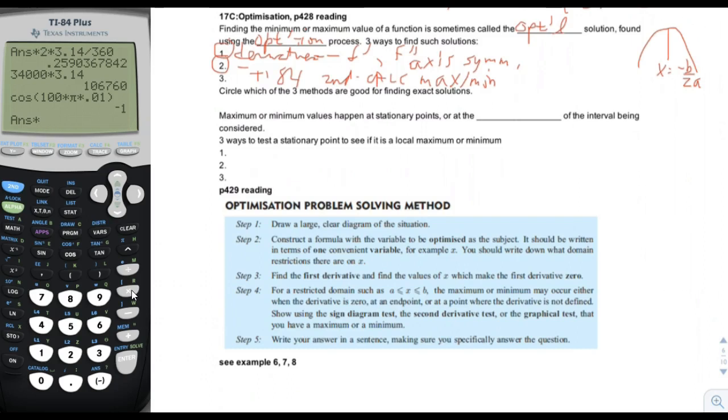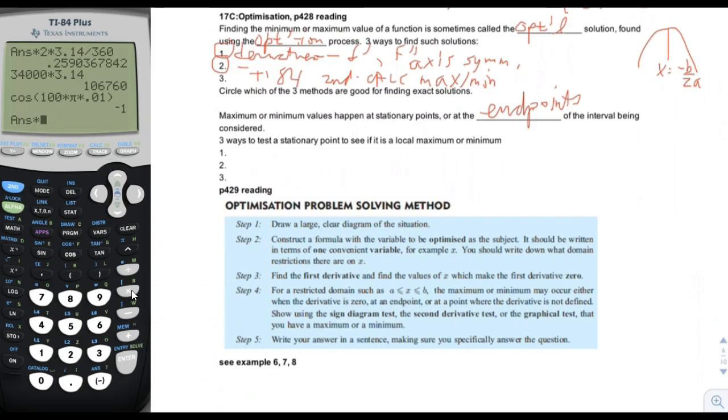Maximum or minimum values happen at stationary points or at the end points of an interval. So remember, we just did a problem a couple of problems ago where there were no stationary points. So then we had to test the left and right endpoints to see which one of those was higher.